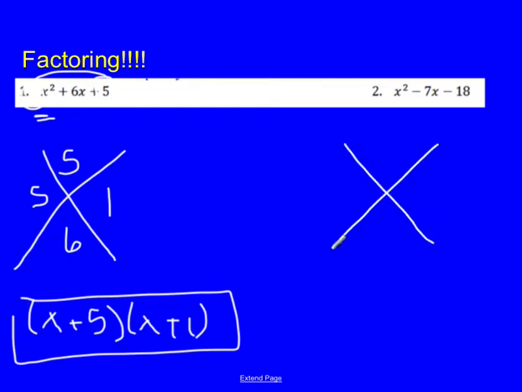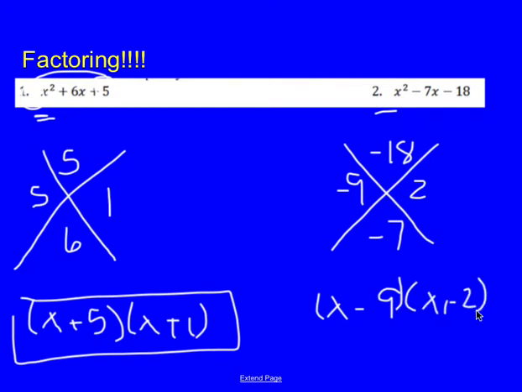Now let's take a look at number 2. For number 2, again, your coefficient with the squared term is 1. So we're multiplying to negative 18 and adding to negative 7. So we have negative 9 and positive 2. Again, we can immediately put it into factored form. So I have x minus 9. Notice that I'm taking the sign with it, and then x plus 2. So that's your final answer for number 2.